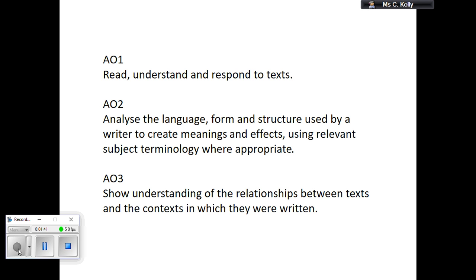The last one is show understanding of the relationships between texts and the context in which they're written. So the first part of this lesson, we're going to look at some context about Shelley, the poet who wrote this poem. And when we're writing about it and when you're revising it, you need to try and connect the context of the things that have happened in his life to the important parts of the poem.